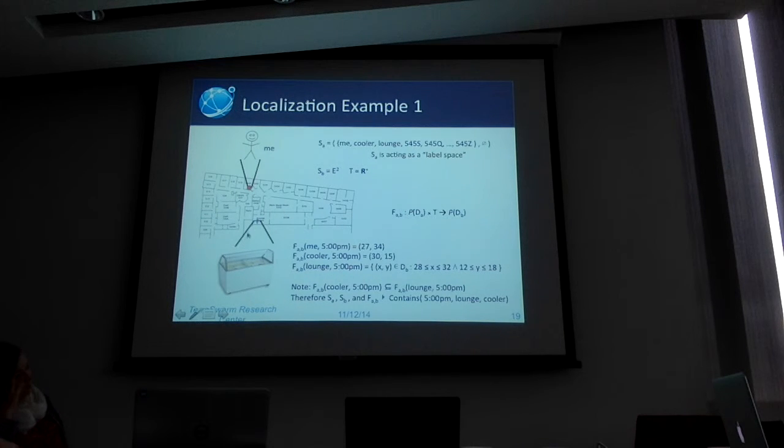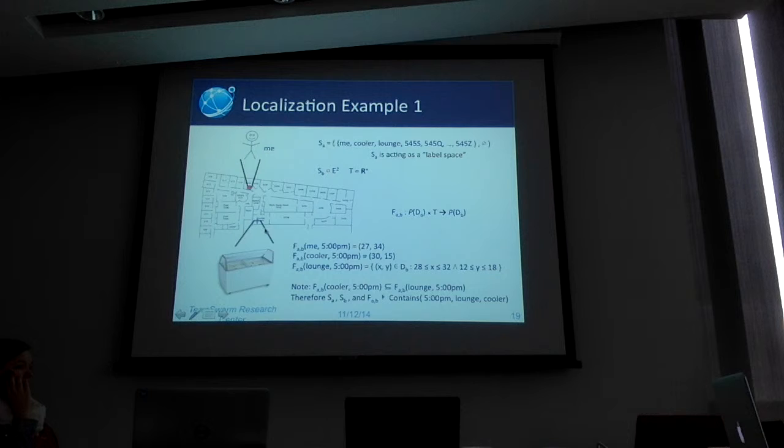The location of the cooler is also a single point, which is at this coordinate. The location of the lounge is actually a larger subset. It's not just a point, it's actually a range. So we can go from 28 to 32 and 12 to 18, and we're still in the lounge. What's cool about this is that the cooler wound up being a subset of the lounge.